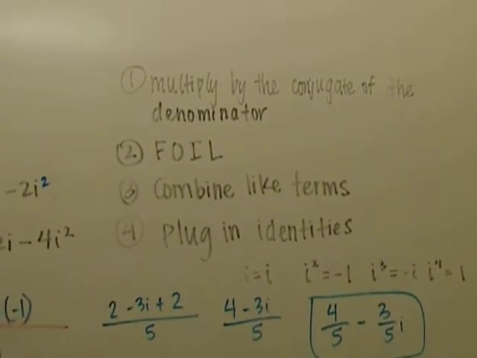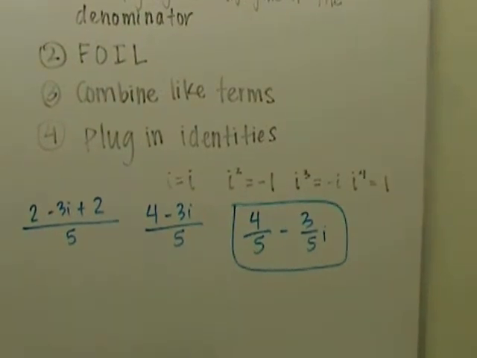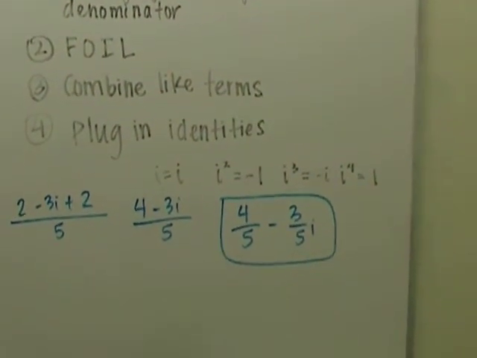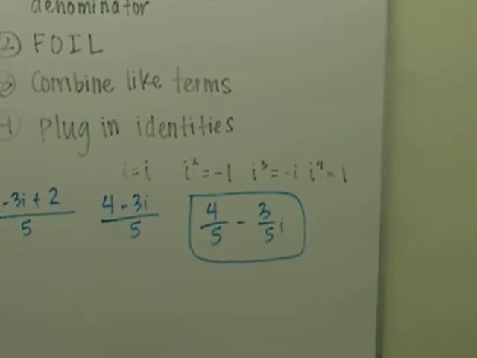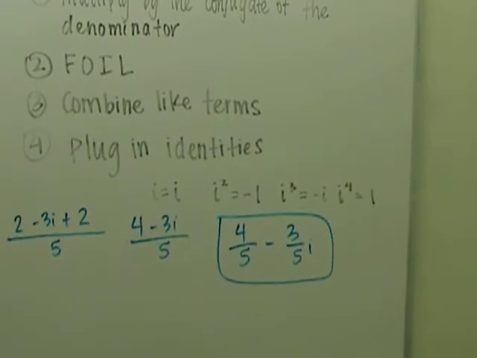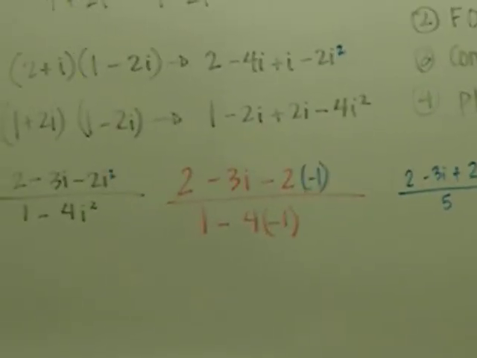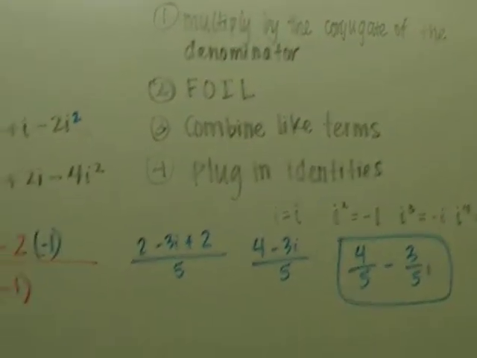Step 4, plug in your identities. So I listed our identities. Sorry, but I can't see them in the bad marker. I squared equals negative 1, I to the third equals negative I, and I to the fourth equals 1. Those are found on page 580 of your book, and those need to be memorized. That's the only way to figure that out.